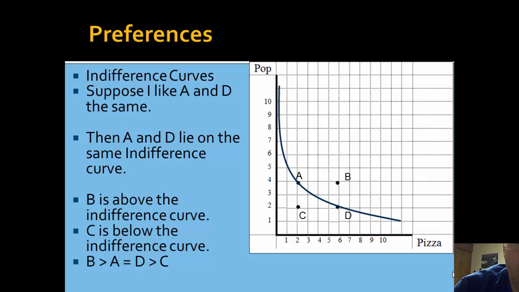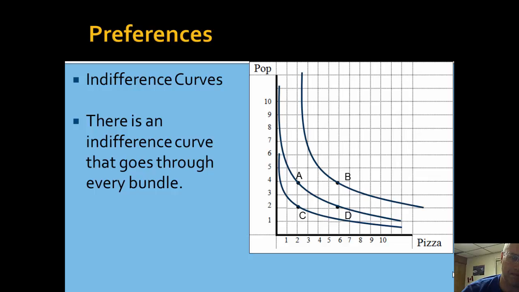But for now, the thing that I want you to observe is that bundle B lies above the indifference curve, and bundle C lies below the indifference curve. If you look at a rank ordering, we can see that B is viewed as better than A, A is equal to D, and D is viewed as better than C. So B is greater than A in some sense. A is equal to D, and A and D are both greater than C. So the indifference curve is splitting the plane up into three sections.